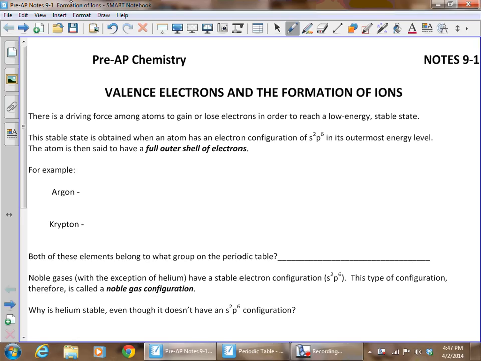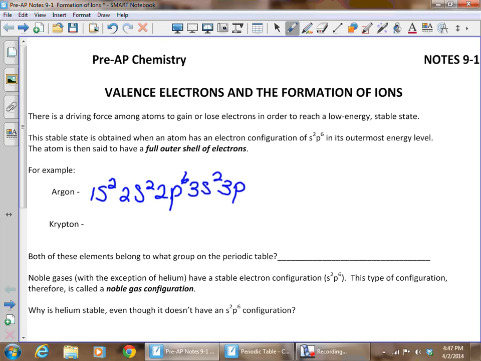Take, for example, argon. Argon has the electron configuration 1s2, 2s2, 2p6, 3s2, 3p6. So argon has this s2p6 configuration at the end.